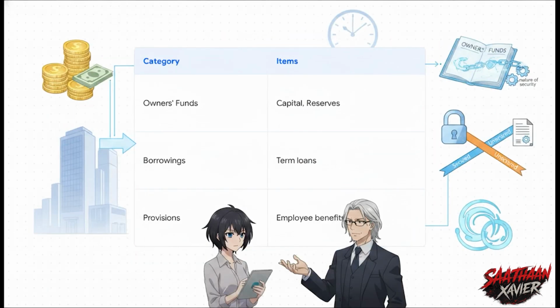Just as assets are carefully grouped, the business's obligations are too. Under liabilities and funds, we start at the top with owner's funds, mapping out both capital and reserves. Then we list our borrowings and provisions.